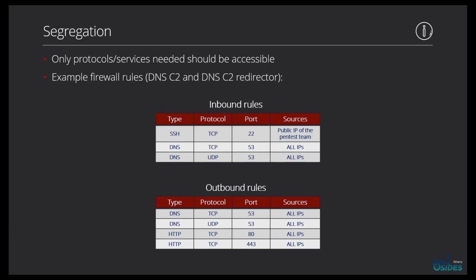The outbound rules allow the HTTP ports for downloading tools and scripts, as well as the port 53 to perform domain resolves. If the C2 was an HTTP one, we would need also in the inbound port 80 and 443 for the compromised systems to connect to these ports.